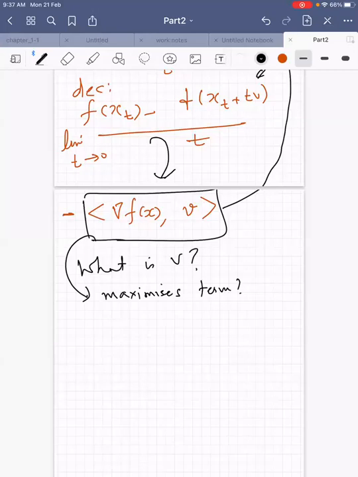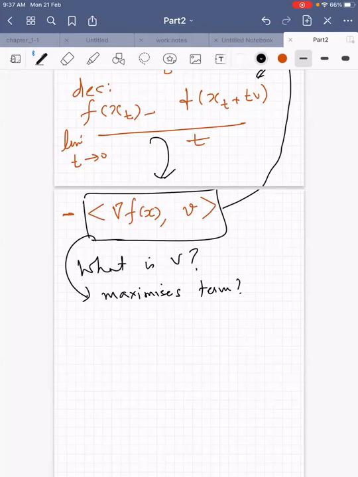So the Cauchy-Schwarz inequality is basically that the inner product is less than or equal to the product of the individual norms. Right now we have the expression, the inner product of gradient of f(x) and v. So it will be less than or equal to the norm of gradient of f(x) times the norm of v. Right. Thank you.